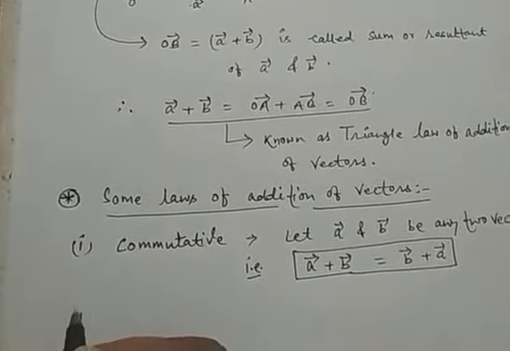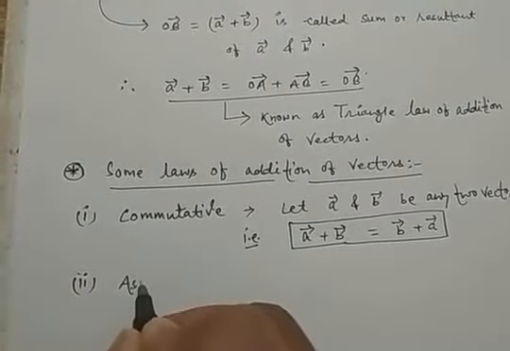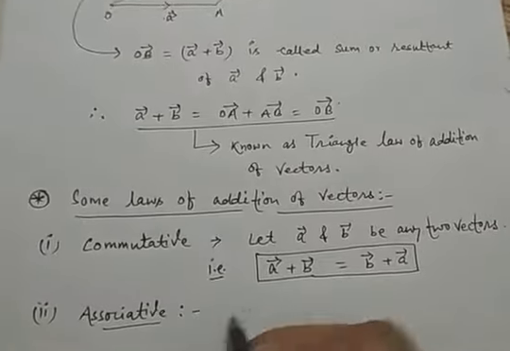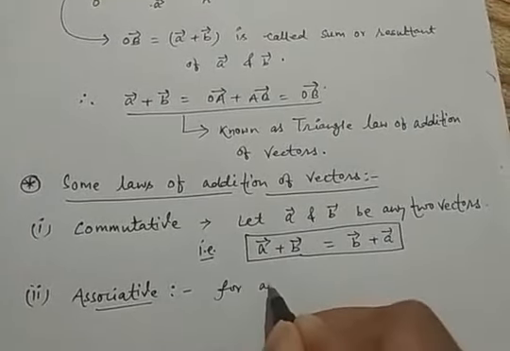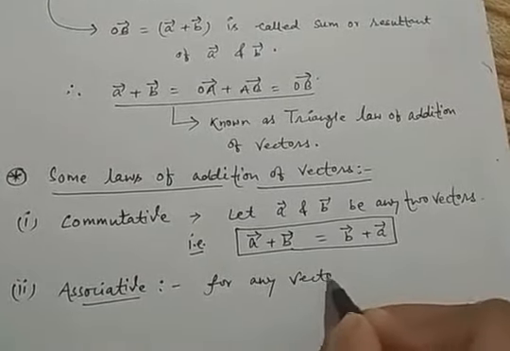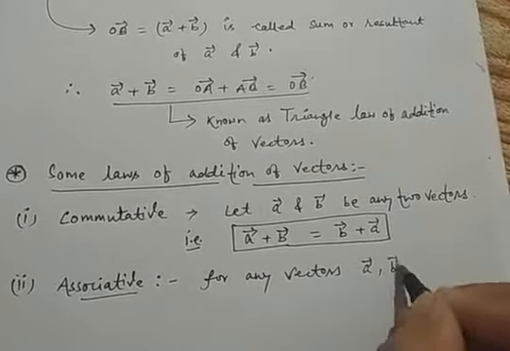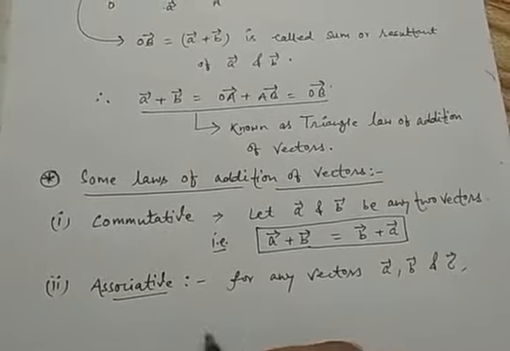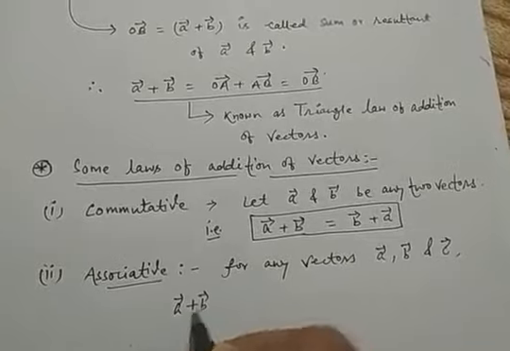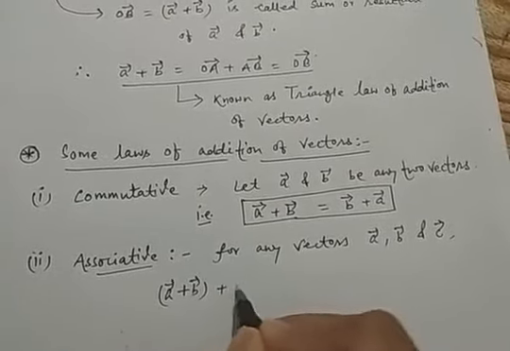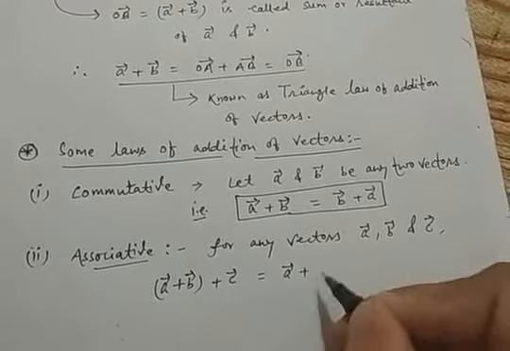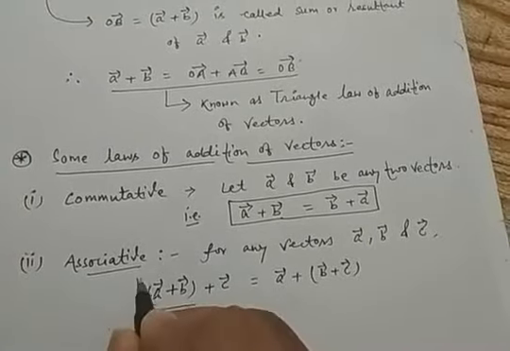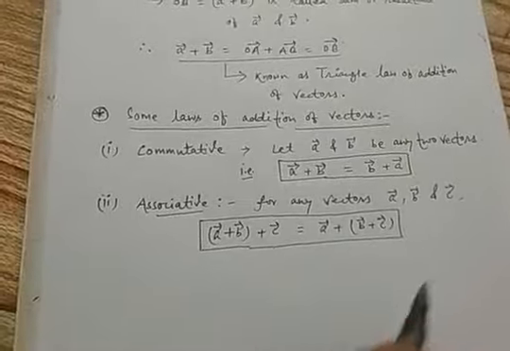Okay, now second is associative. For any vectors A, B and C, here vector A plus vector B within brackets, plus vector C, equals vector A plus, within brackets, vector B plus vector C. Okay, this condition is known as the associative law of addition of vectors.